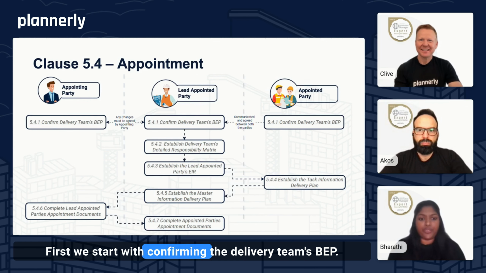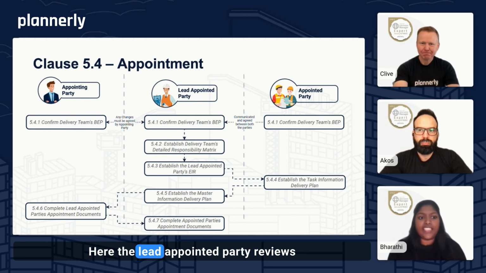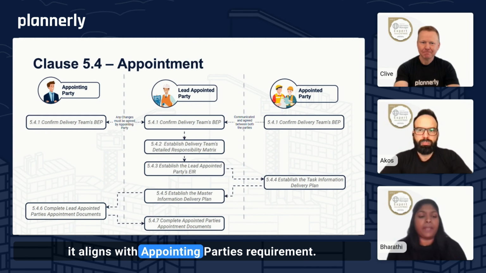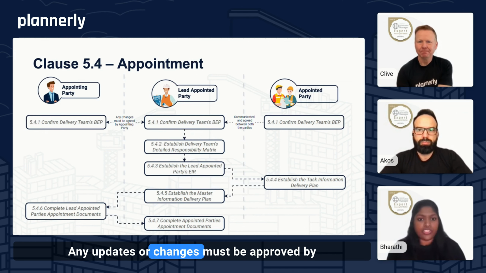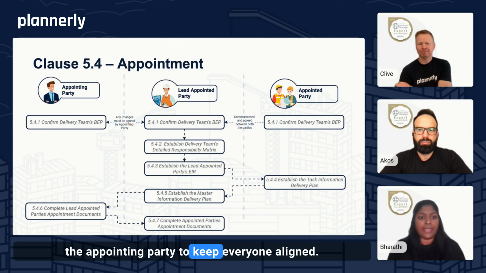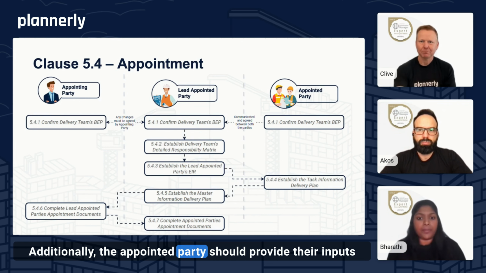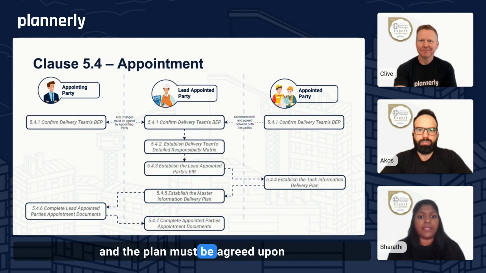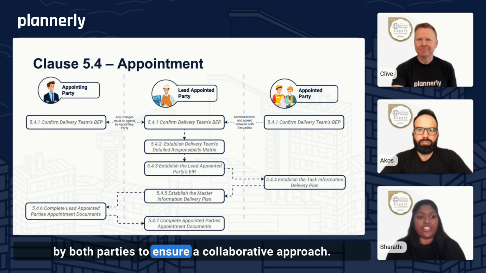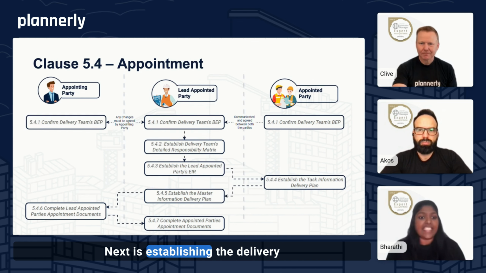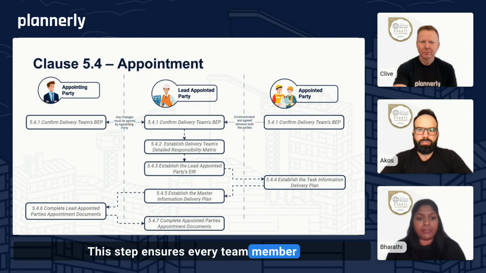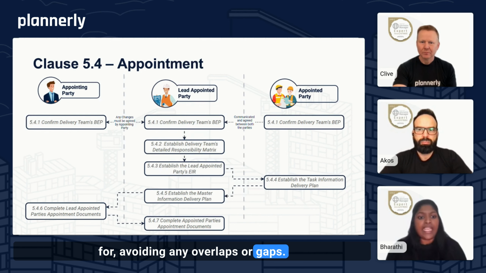First, we start with confirming the delivery team's BEP. Here, the lead appointed party reviews their pre-appointment BEP and ensures it aligns with the appointing party's requirements. Any updates or changes must be approved by the appointing party to keep everyone aligned. Additionally, the appointed party should provide their inputs, and the plan must be agreed upon by both parties to ensure a collaborative approach. Next is establishing the delivery team's detailed responsibility matrix. This step ensures every team member knows exactly what they are responsible for, avoiding any overlaps or gaps. It's all about creating a clear framework for accountability.